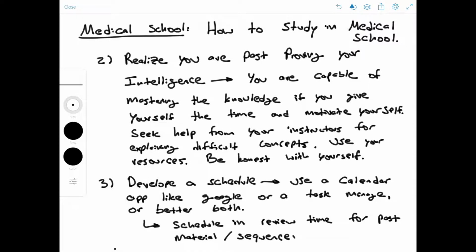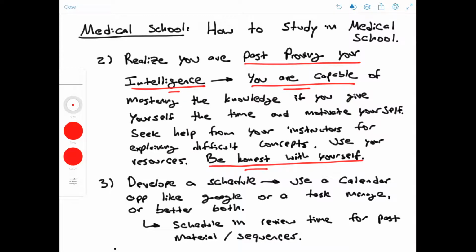And on top of that, also schedule in time for yourself. So know when you can sit down and relax. You need to be able to recover your mind. But again, be honest with yourself. Don't schedule too much time for yourself and not have enough time, especially in difficult sequences where you really need to start paying attention. And with that, I would recommend getting some type of calendar application.